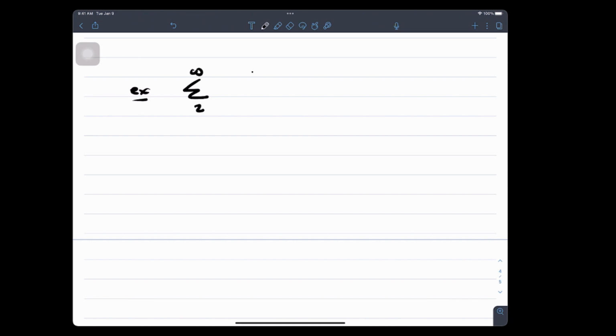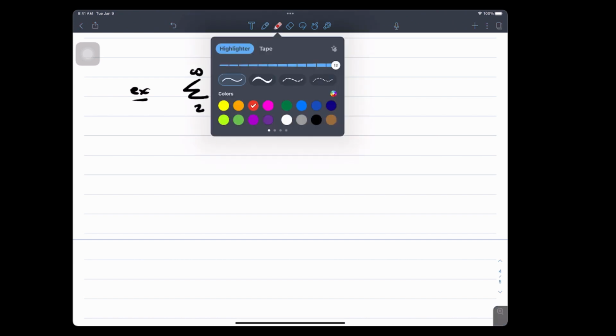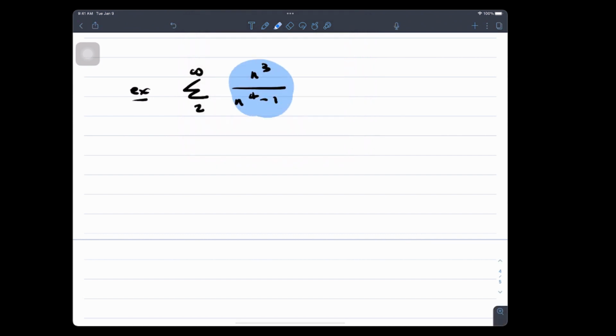For example, n cubed over n to the 4th minus 1. Okay? We're going to compare it to something that we know either converges or diverges here. So that's the series a_n.